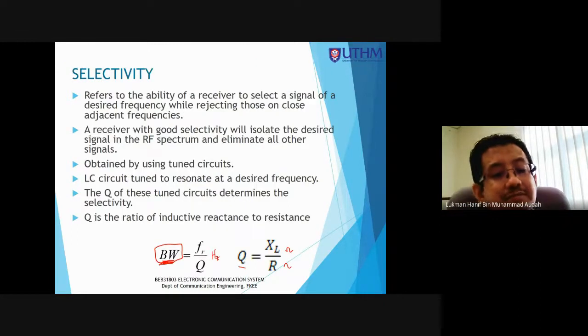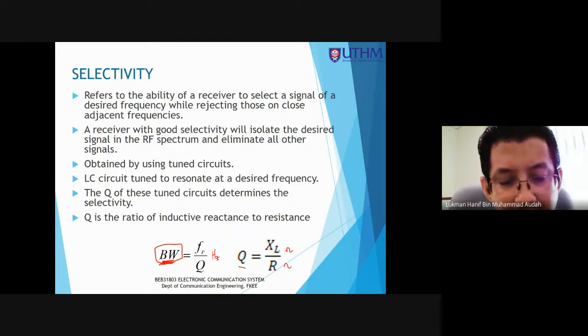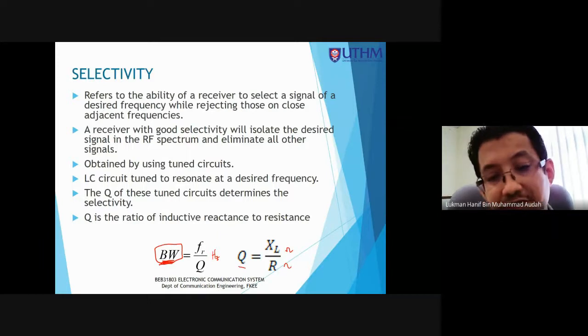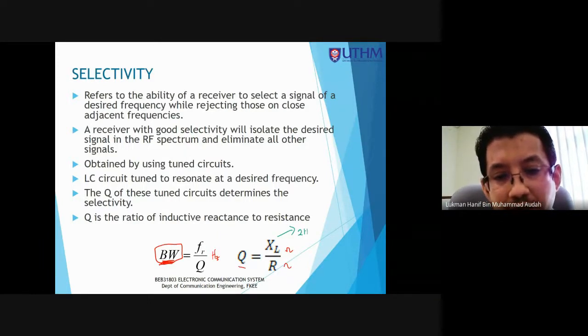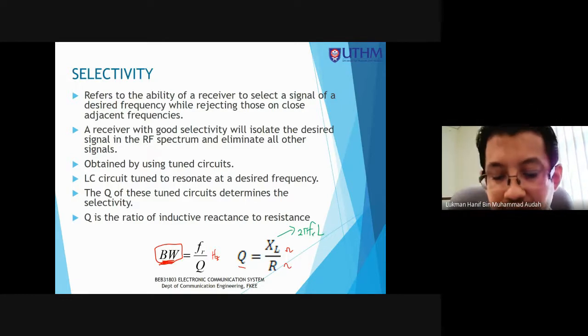Okay. So nanti kita akan lihat macam mana nak kira bandwidth ini dan macam mana nak kira inductive reactance. Inductive reactance, this is 2 pi F inductance. Okay, F di sini adalah resonant frequency. Okay, ada contoh nanti kita akan lihat. Okay.